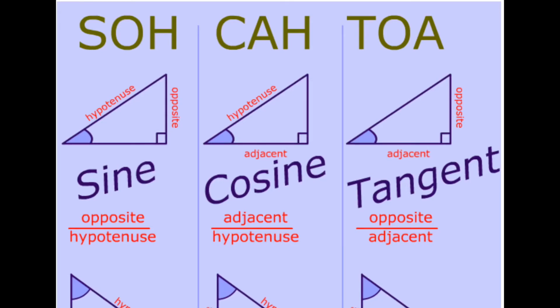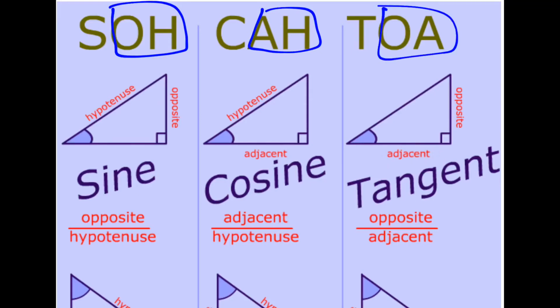SOH CAH TOA. It's a memory trick. The sine of an angle is equal to the opposite leg over the hypotenuse. This OH that's associated with the S tells you the ratio for sine. For cosine, given an angle, we look at the adjacent leg over the hypotenuse. So this AH is associated with cosine. And finally, given an angle, we look at the opposite leg over the adjacent leg. That's where the OA is associated with tangent.